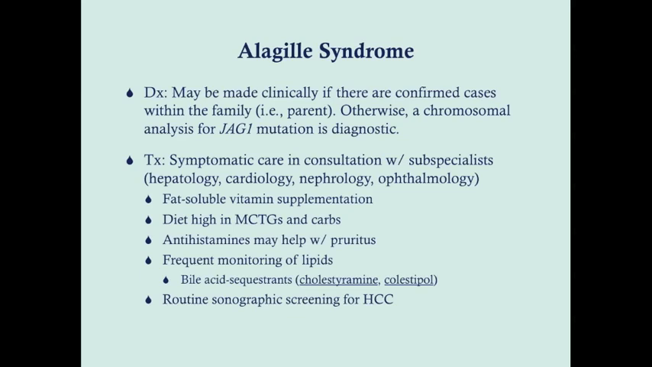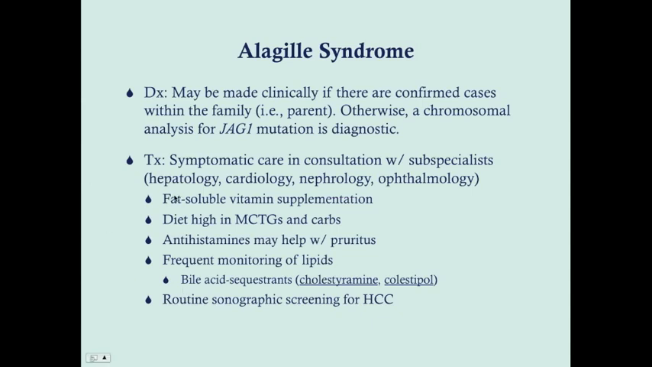So this diagnosis is typically made clinically, particularly if there's confirmed cases within the family, like a parent, since it's autosomal dominant. Otherwise, for definitive diagnosis, you can get a chromosomal analysis. You're looking for the JAG1 mutation. The treatment is just symptomatic. So you'll get consultation with multiple subspecialists managing the various complications that come out of this: liver, heart, kidney, eyes.